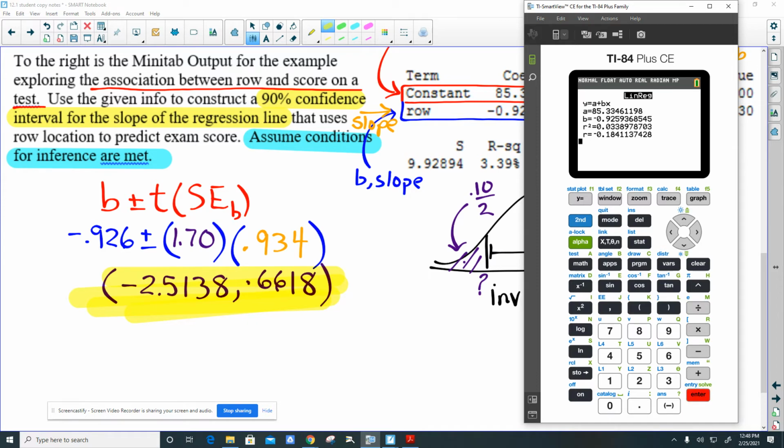Okay, now, if I want to construct a 90% confidence interval, I'm going to hit stat, coming over to tests, and it's actually all the way towards the bottom. It's called LinRegTInt, linear regression t-int, int for confidence interval. I need to tell it where the data is, L1, L2. I need to tell it what the confidence level is. I'm doing 90%. Then you can just bump all the way down to calculate, and it should spit out for you.